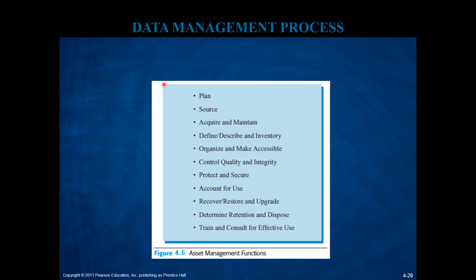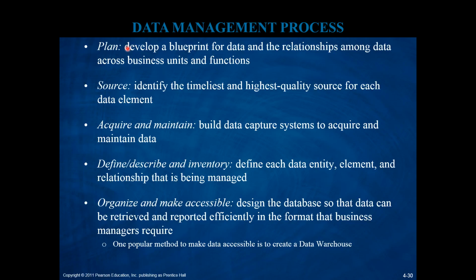Now, data management process typically involves the following smaller processes related to planning, sourcing, acquiring, and maintaining data. And all those processes are listed here, and we'll talk about each of these processes in a bit more detail. Well, first of all, planning. You need to develop a blueprint for data and the relationship among data across business units and functions.